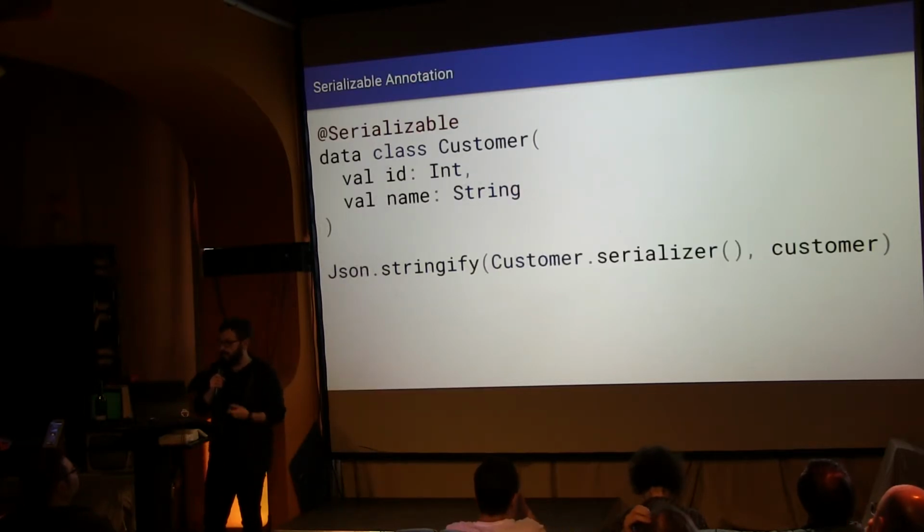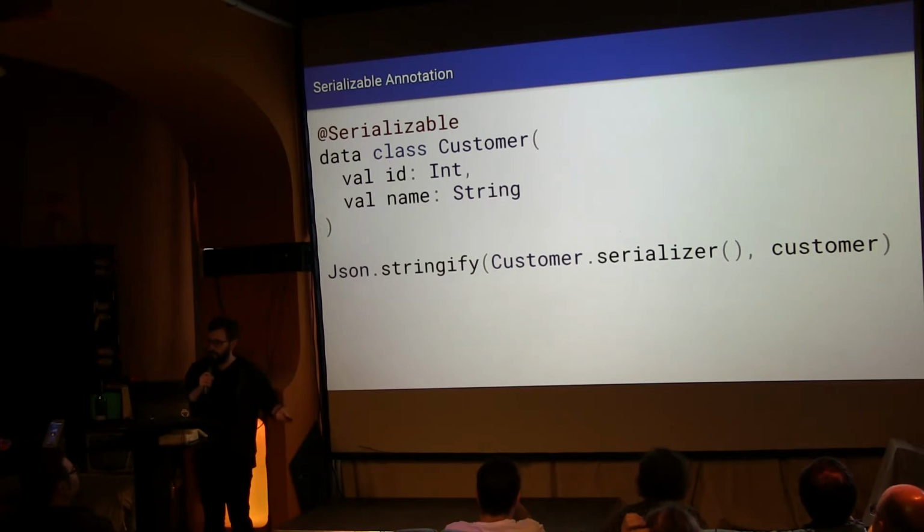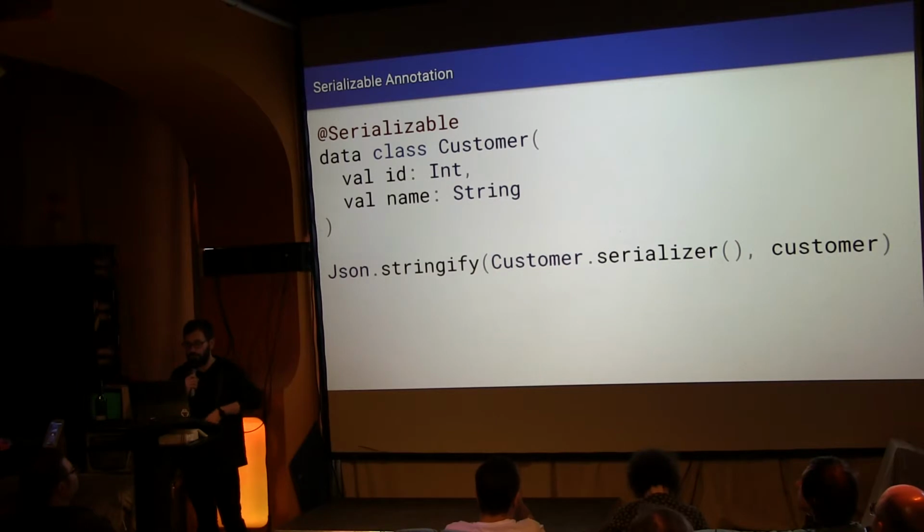More cool features is a serializable annotation. This generates serializers for data classes that can be used to parse JSON or protobuffers without reflection. And the coolest thing is that this is supported in Kotlin JVM, Kotlin JS, and also Kotlin native.